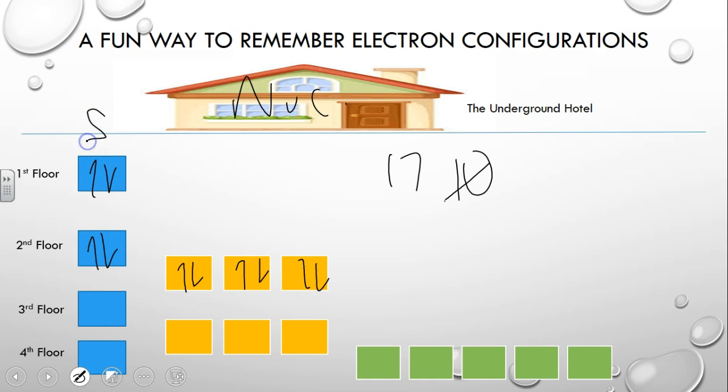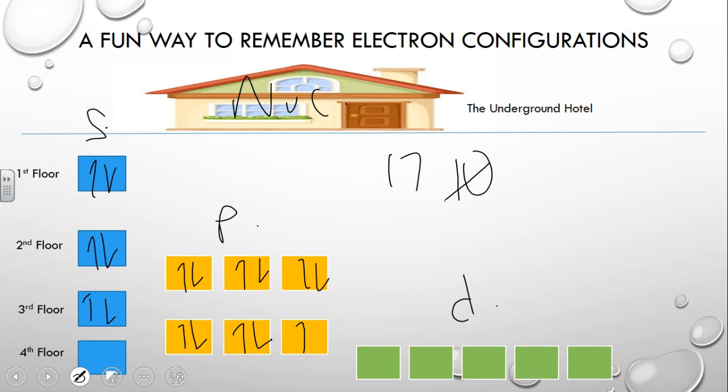So again, this is the S simple room. This is the party room. This is the dance room. I picked those because it's S, P, D. So on the third floor now, because that's the next closest to the nucleus, we're going to put 2 in there. And now we're at 12. We're going to go 13, 14, 15, 16, 17. So that tells us exactly where the electrons are.